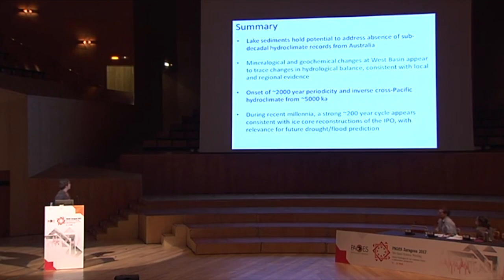Okay, to summarize then, we can say that lake sediments do have potential, I think, to address some of these important questions related to regional and hemispheric climate variability. We have essentially, at the moment, a qualitative tracer for hydrological change that we're working to quantify. We have this strong 2,000-year periodicity that kicks in the mid-Holocene, and then another 200-year periodicity that appears quite strongly in the last few thousand years.